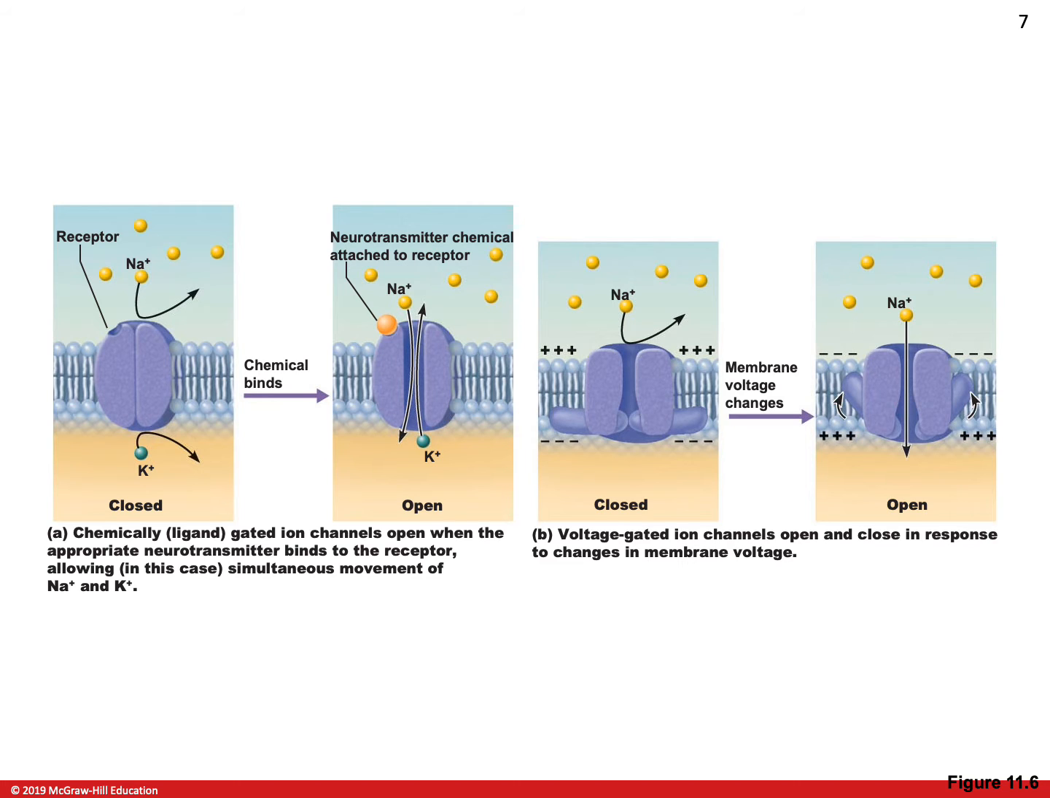And in picture B, you can see a voltage-gated ion channel. Outside the cell is positive and inside is negative. When we have a change in the electrical charges on both sides of the membrane, the channel becomes open and lets the sodium ion pass across the membrane.